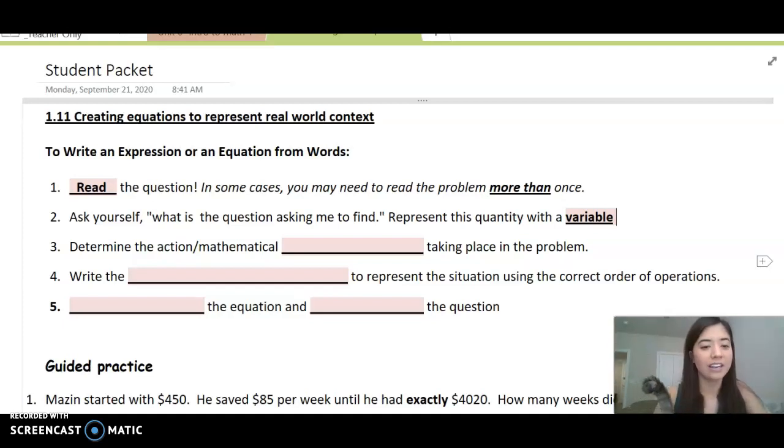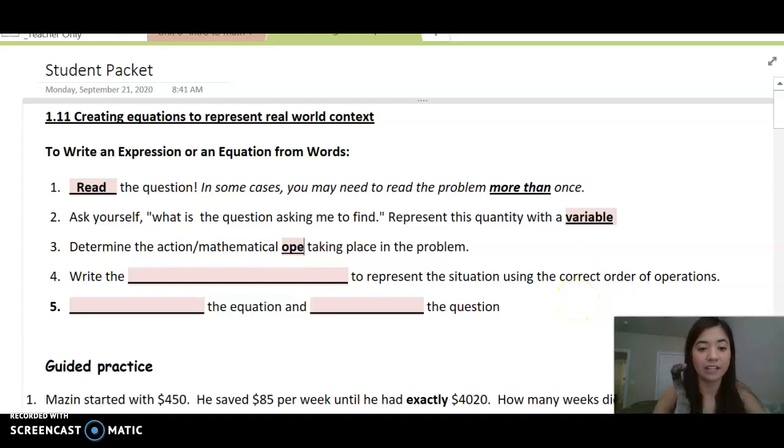Okay. The next thing is to determine the mathematical operation taking place. Is it addition, subtraction, multiplication, or division?